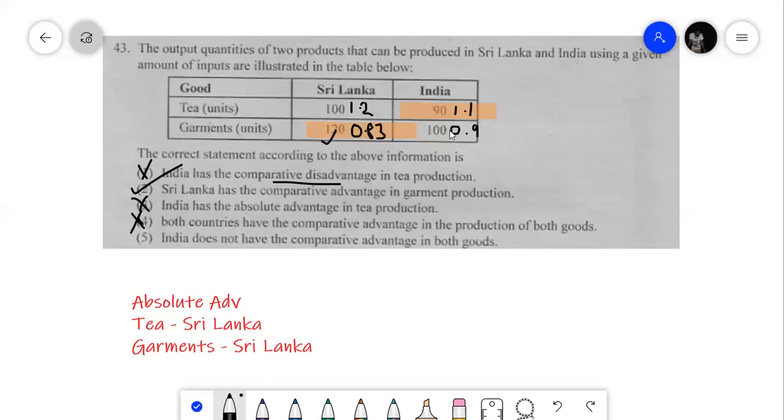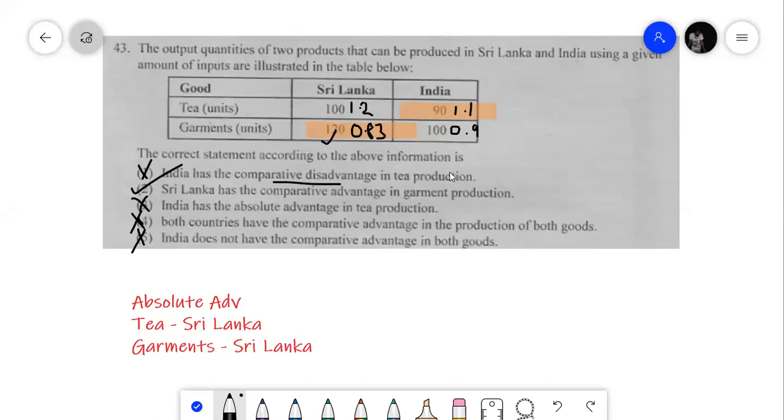No. They have the comparative advantage in one good. So you end up with answer number, wait, answer number 5. How they worded it: India does not have the comparative advantage in both goods. That looks right. Yeah, answer 5 is also okay. Did I read the question wrong?